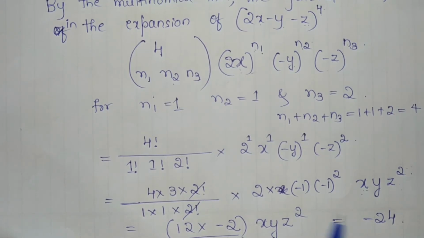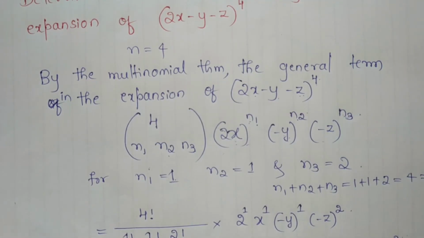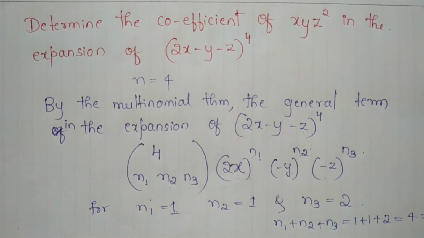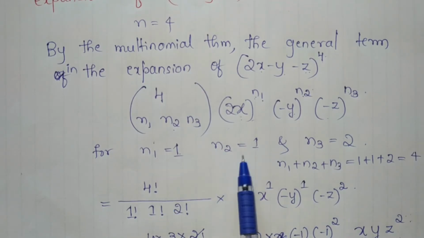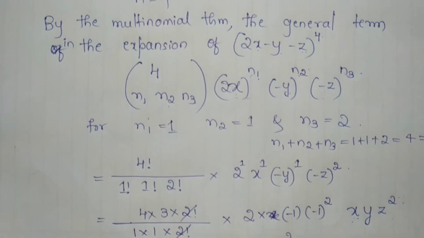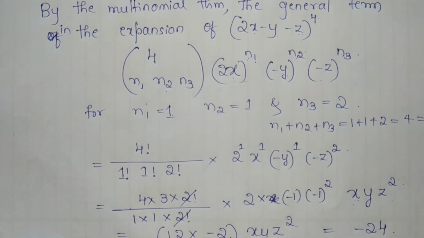So this is how you can find the coefficient of the given term in the given expansion. So only you have to choose the n1, n2 and n3 values here. So now let us take some more examples.